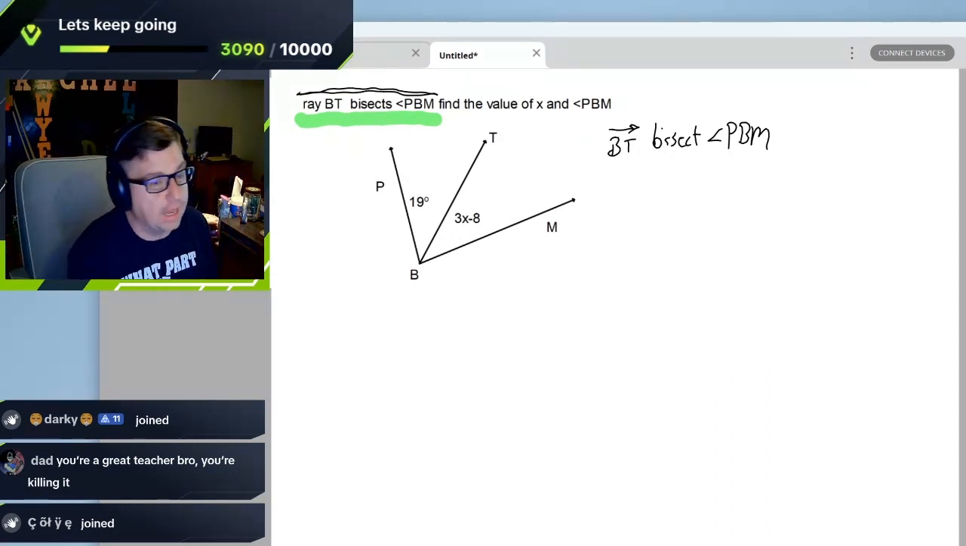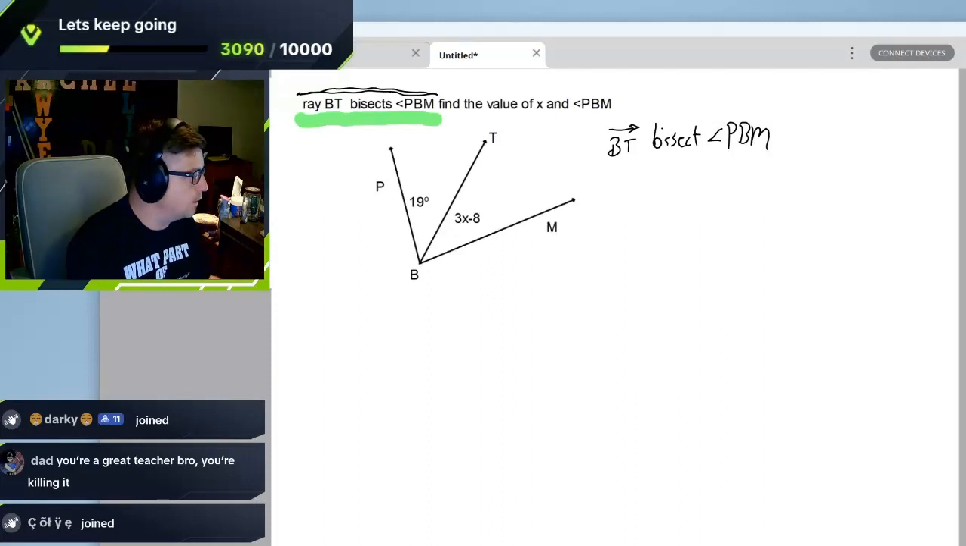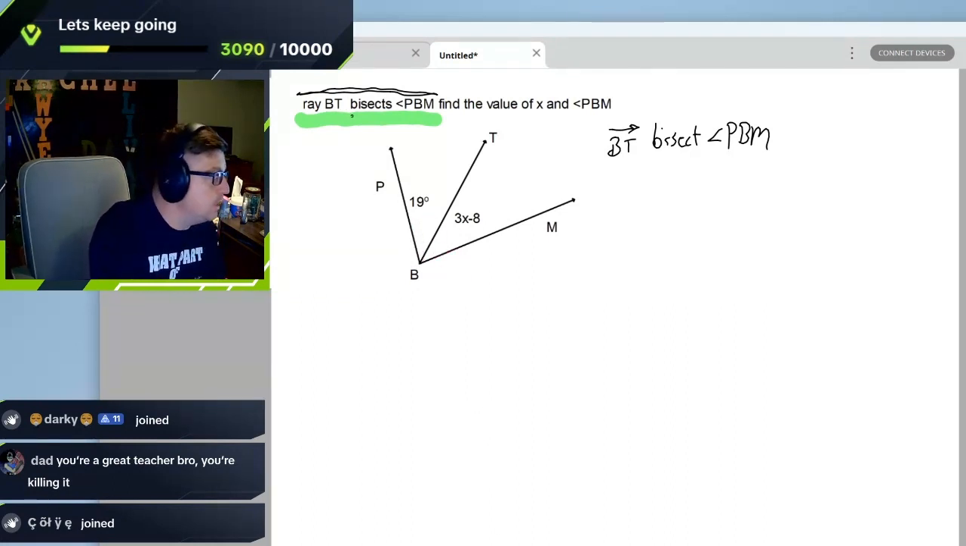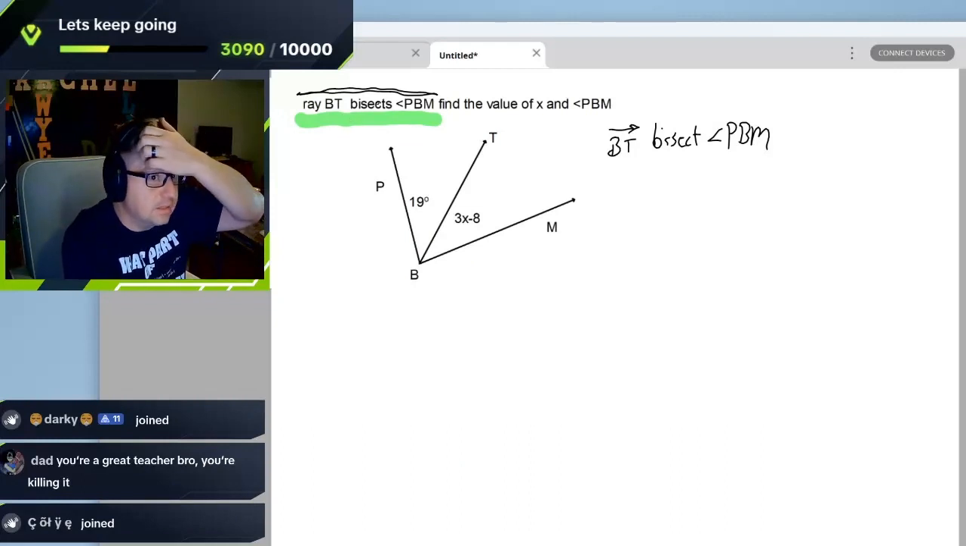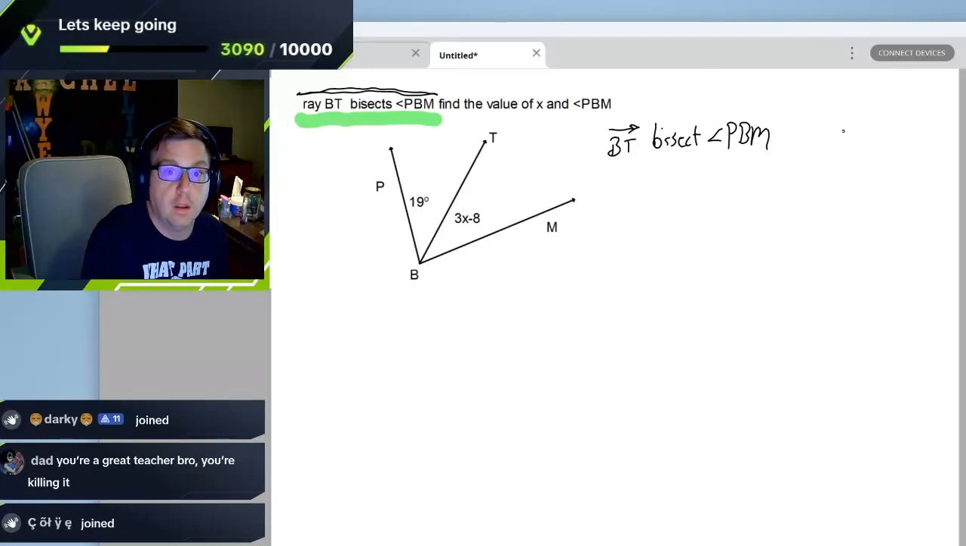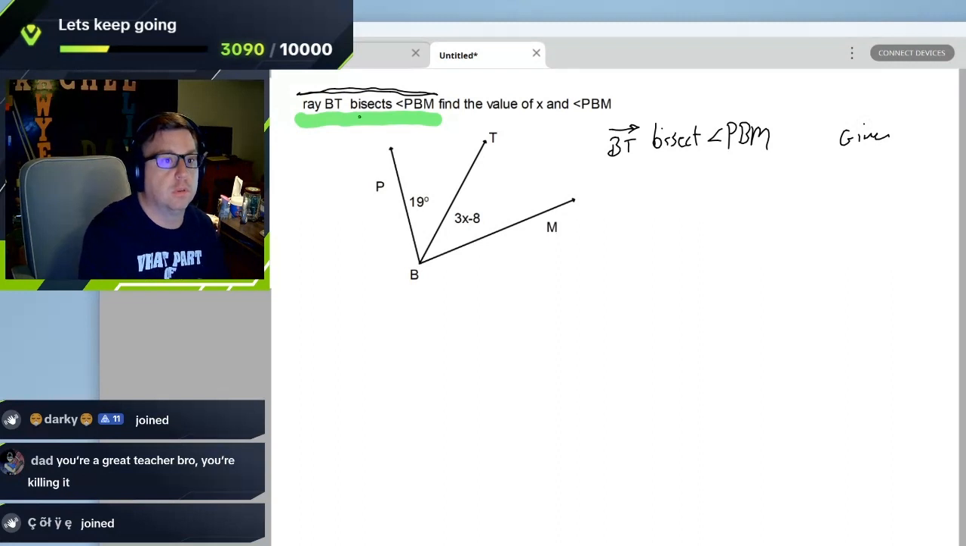It tells us that. That's the only reason we know that. We can't just guess. We can't assume. We can't say, oh, this is 90 degrees, add them together, set them equal to 90. Like, no, we don't know anything. All we know is what they tell us. So if they're telling us something, we need to use that something. So that's given information. It told us exactly that. Okay?